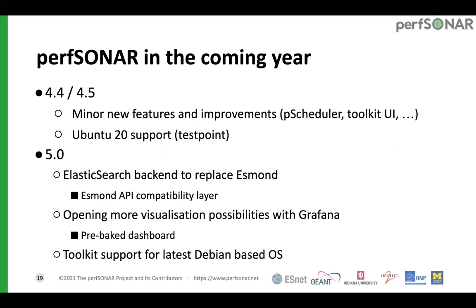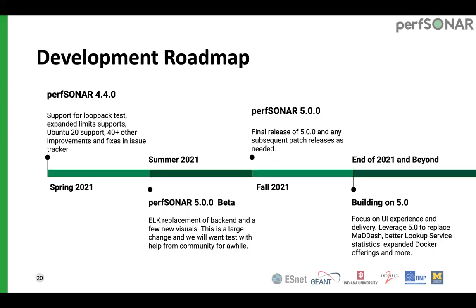So if you have perfSONAR integrated already with other tools and you're using the Esmond API, we will provide you with an Esmond API compatibility layer. So all the existing tools will continue to work even with this new version. And we'll also be opening up new visualization possibilities with Grafana, for example.